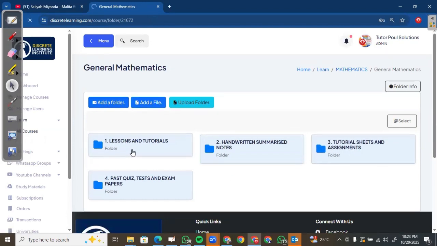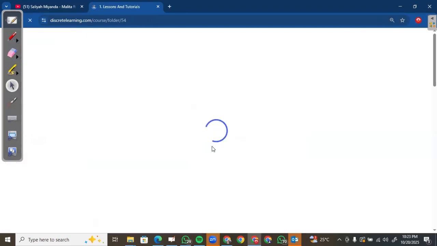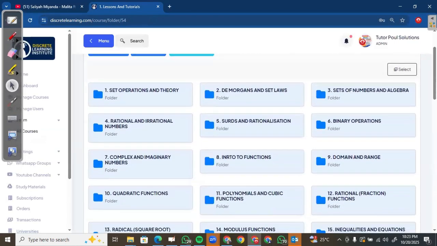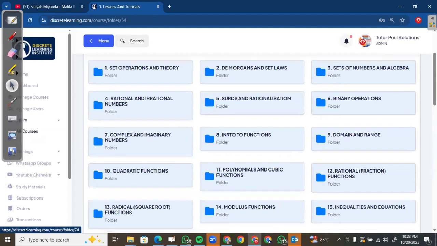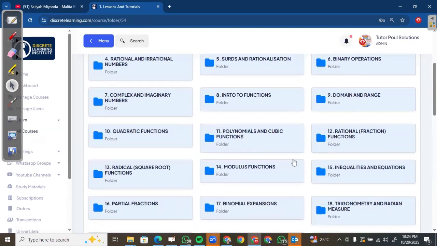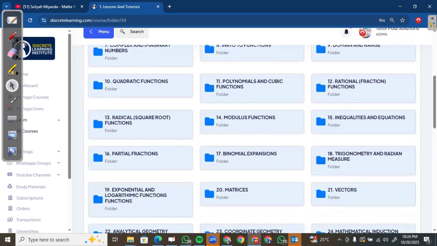So in here, the lessons and tutorials, if I open it, here you're going to find videos, okay, and notes on each topic that you're going to learn. So you can see we learned something about the polynomials, cubic functions. You can see this folder here. So here we have videos that talk about polynomials. You can watch them anytime, okay?